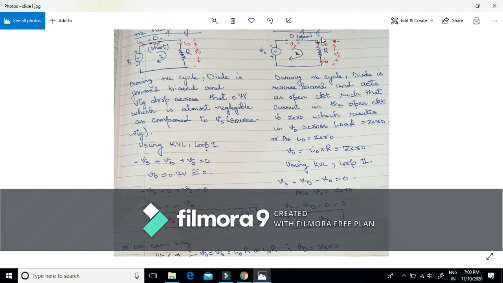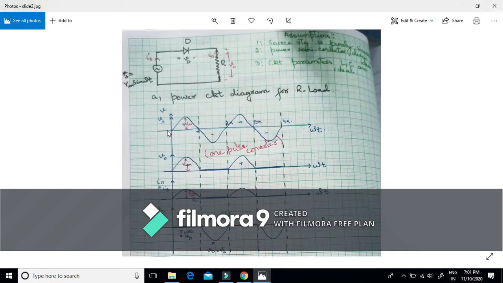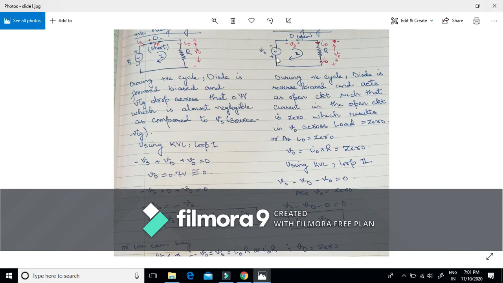However, during the negative cycle, that means from omega t equal to pi to 2 pi, our source voltage is reversing. From 0 to pi it's increasing, and from pi to 2 pi it's decaying. At omega t equal to pi it becomes 0, and beyond omega t equal to pi, the source voltage is increasing on the negative side. That means this is negative and this is positive.